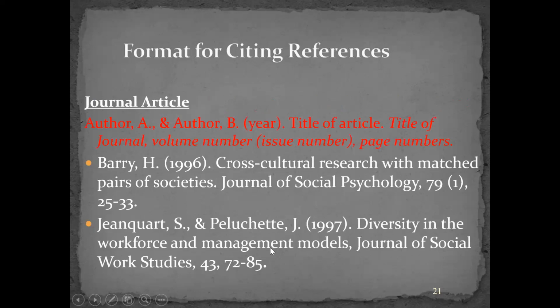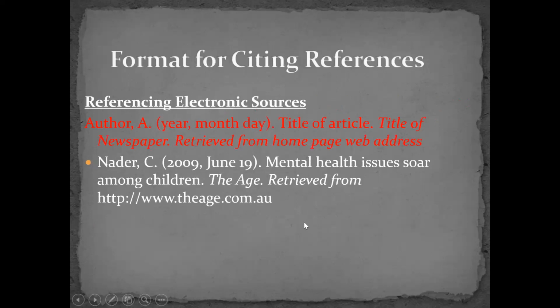For a journal article with a single author, it should be referred like this. With double authors, it should be referred like this. There is an example given. If it is an electronic source, you have to write the author name, year, month, day, because an electronic source will be available only till a certain time. Then the title of the article, title of the newspaper, or website name, and you have to give the website link. If the reviewer wants to go to the particular site and refer, you have to give the HTTP details also.